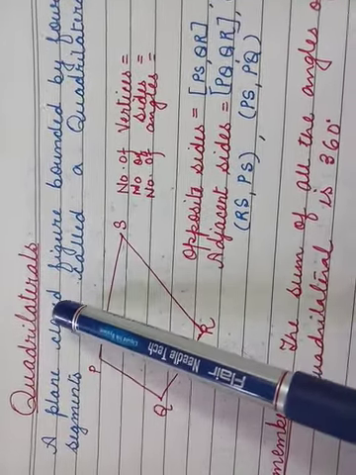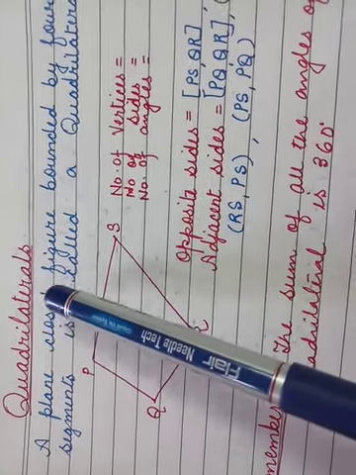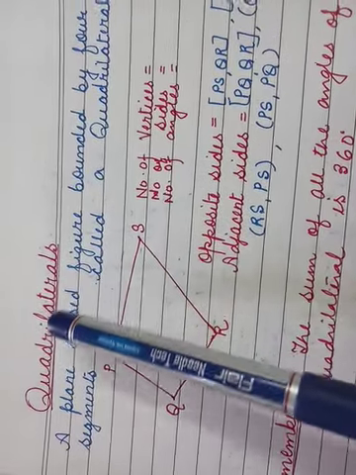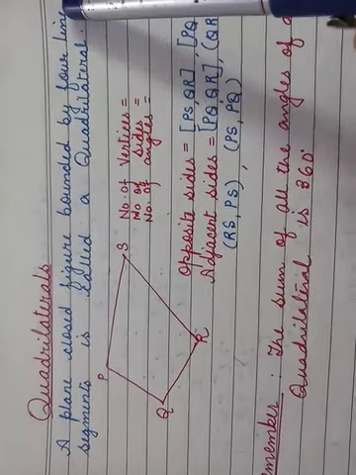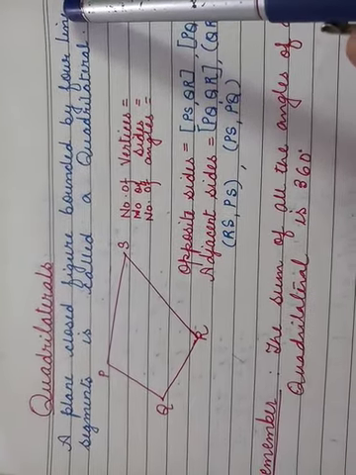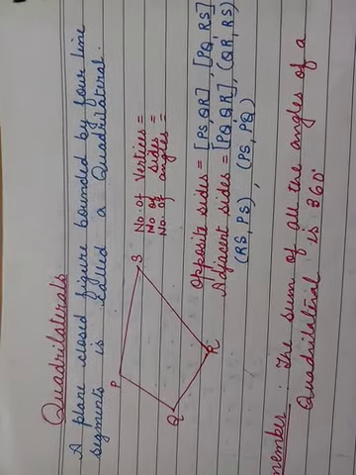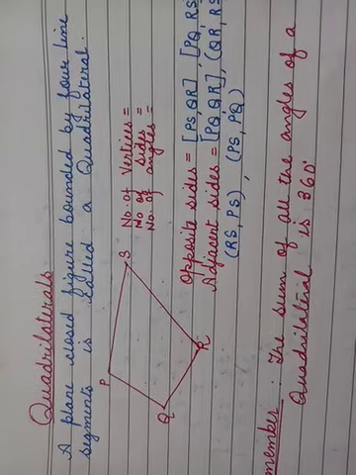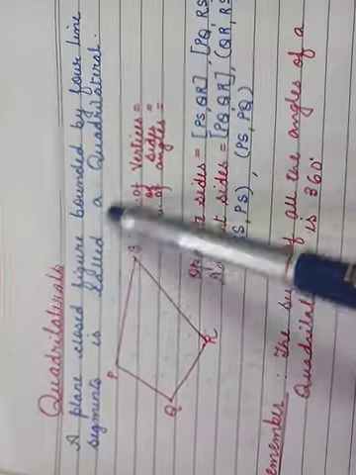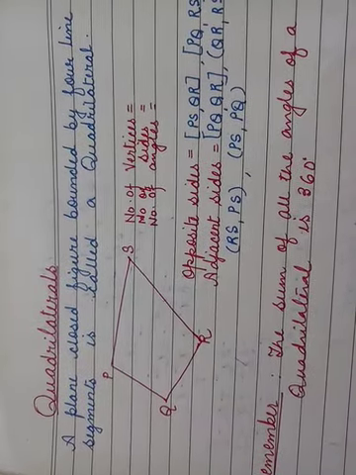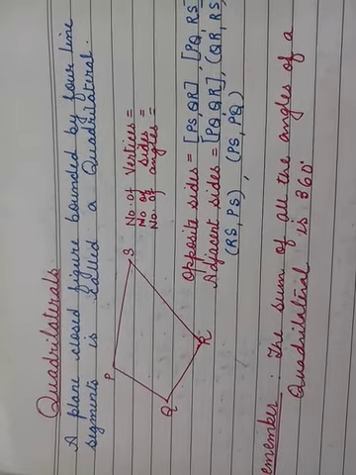Closed figures means all the line segments should be joined somewhere. It should not be open at any end, and it should have four line segments. If a plane closed figure has three line segments, then it will become a triangle. If a plane closed figure has five line segments, it will become a pentagon. As here we are discussing quadrilaterals, we are talking about those figures which are bounded by four line segments, and they are plane as well as closed.